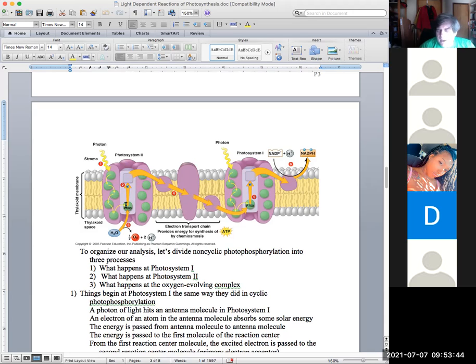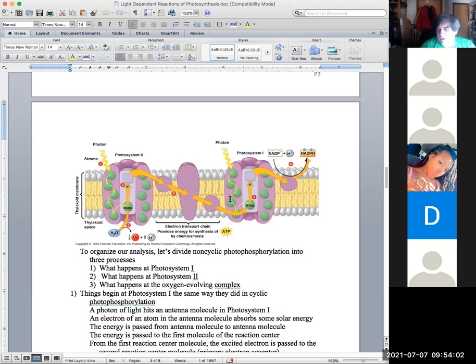But now we have another problem. Photosystem 1 is good now, lost an electron, but it picked one up. But it got its electron from photosystem 2. So now photosystem 2 is missing an electron. So where are we going to get it?